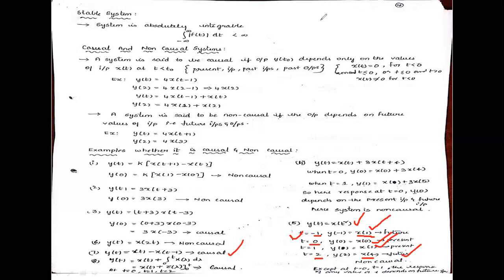Following, my students. So a causal system means it depends upon the present and the past inputs. Then only we can call it a causal system. Otherwise, it is a non-causal system if it depends on the future input. Even if the present and past inputs are included, if any one future input is there, that is a non-causal system. Okay, my dear students.